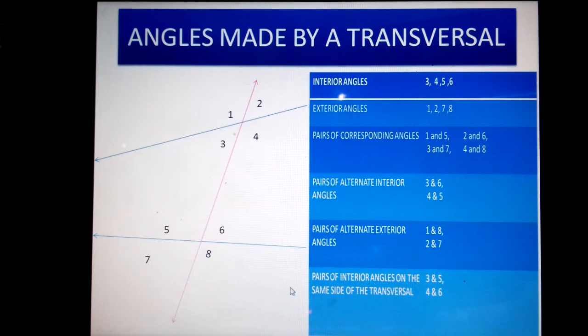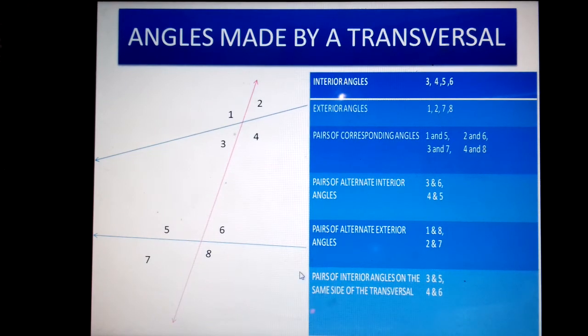The last one is the pair of interior angles on the same side of the transversal. This is a transversal, same side, interior. So it is 4 and 6 on this side, and on this side it will be 3 and 5. Why? Because 4 and 6 are on the same side of the transversal, and also interior. It's also given here, interior angles on the same side of the transversal. So it is 4 and 6, and 3 and 5.